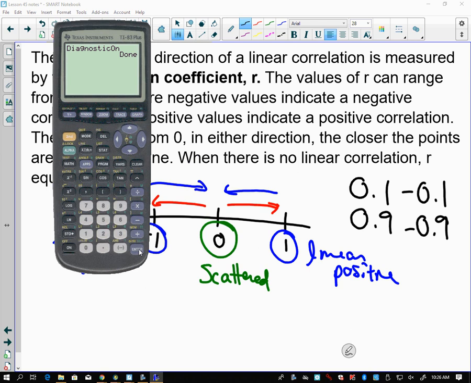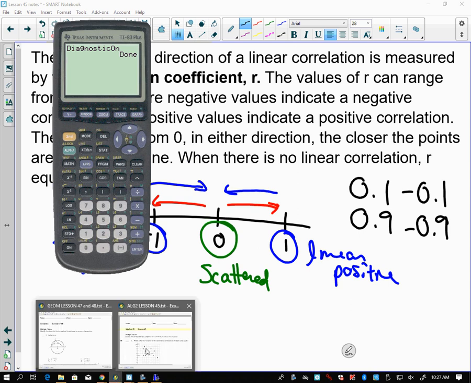All right, now, the more you use your calculator, sometimes your calculator will mess up and you'll have to reset your calculator. Anytime you have to reset or clear the memory on your calculator, it will automatically turn diagnostic off. Okay, so if you ever want to find an R value and you've had to reset your calculator, you're going to have to hit second, 0, get into catalog, turn diagnostic on. Do we understand that? Okay, so now that's on.